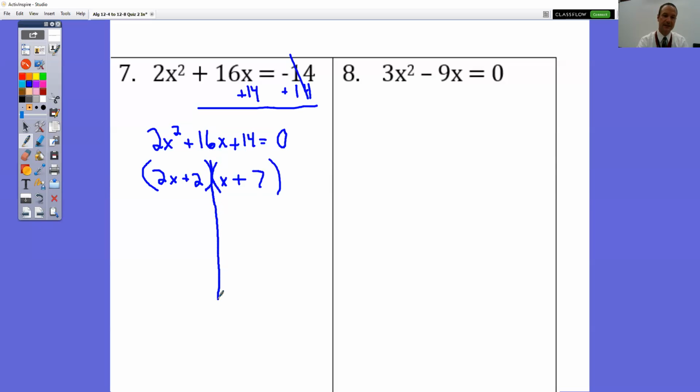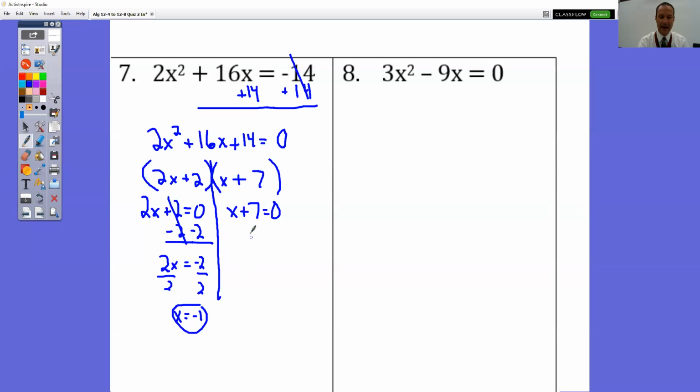Now that we have our parentheses, we want to draw our line down the middle and set both sides equal to 0 and solve. So 2x plus 2 equals 0 and x plus 7 equals 0. This is just a two-step equation. So minus 2, minus 2. So 2x equals negative 2. Divide by 2, divide by 2, you get x equals negative 1. And on this side, minus 7, minus 7. So we have x equals negative 7. So your two answers are negative 1 and negative 7.